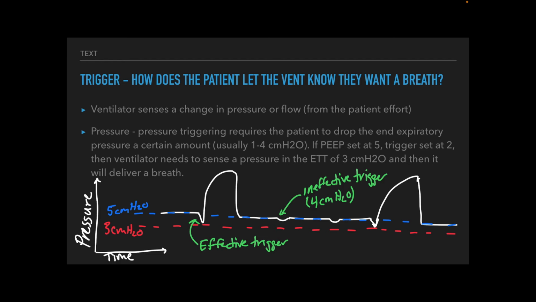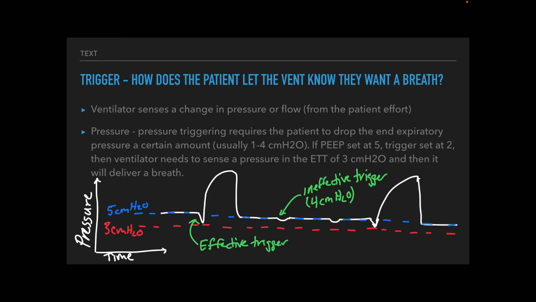First thing we'll talk about is pressure triggering. Pressure triggering requires the patient to drop the end expiratory pressure a certain amount. Usually they're going to have to drop it 1 to 4 centimeters of water. So if you have your PEEP set at 5 centimeters of water and your trigger set at 2, the patient has to drop that pressure from 5, by 2, down to 3 centimeters of water. Then the vent senses, oh, hey, this patient is tugging at the endotracheal tube, trying to inhale, trying to take a breath, and it will assist them and deliver a breath.